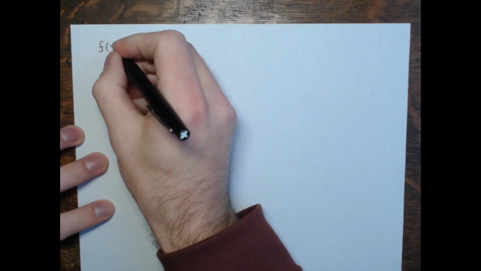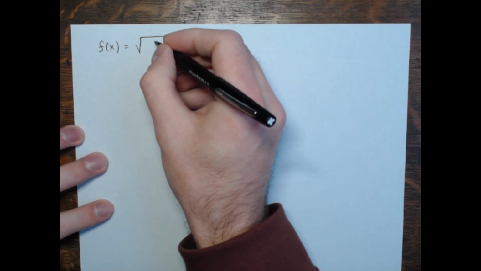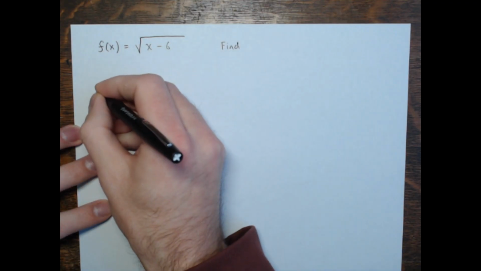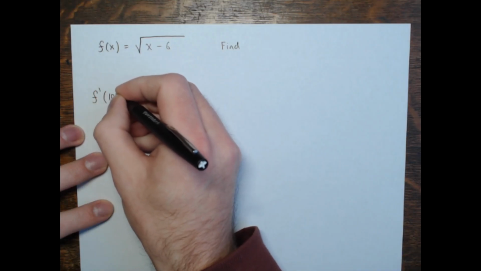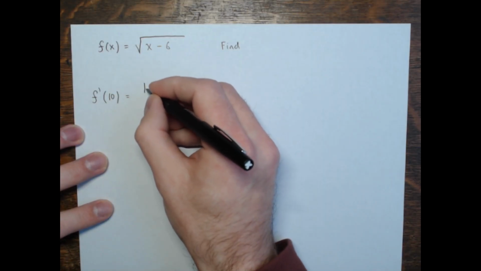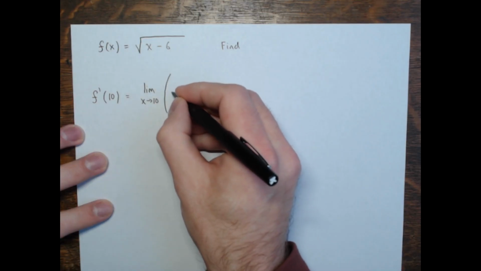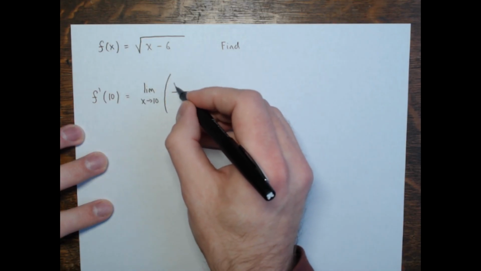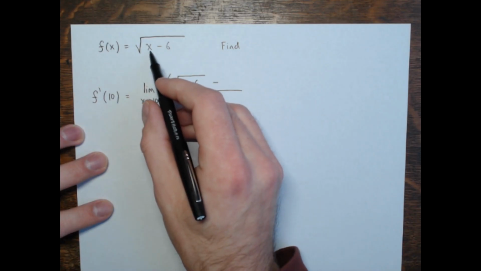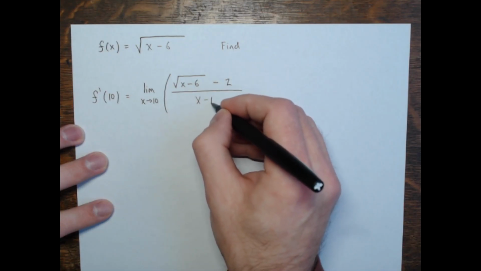So f of x is the square root of x minus 6, and we want to find f prime at 10. Again, I'll use that first definition. We've got the limit as x approaches 10 of the value of f at x, an x value that's not 10, minus the value of f at 10, which is 2, that'd be the square root of 4, and then divided by x minus 10.